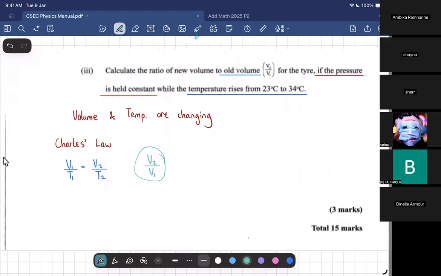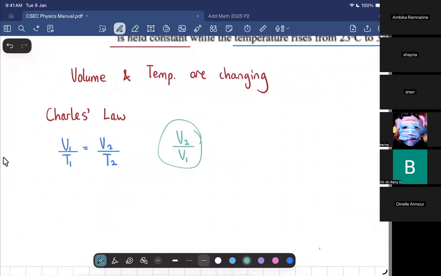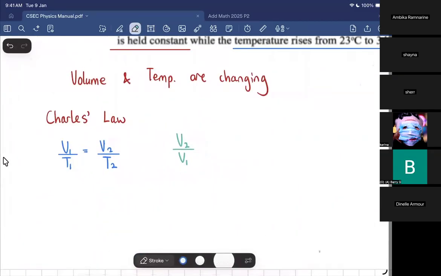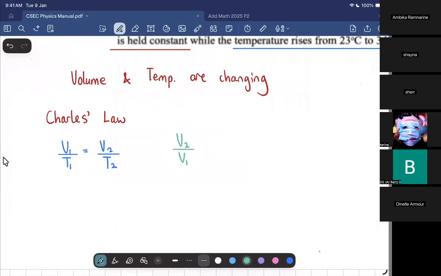Right, so Shina, we can figure this out, right? If we want to make this the subject of the formula, I want you to locate where V2 is. Where's V2? On the left hand side or the right hand side? The right hand side. All right. So let's work with the right hand side. We already have V2 where it needs to be.